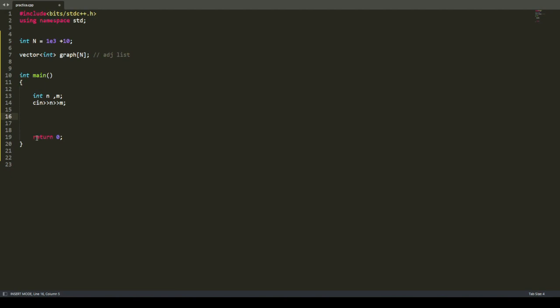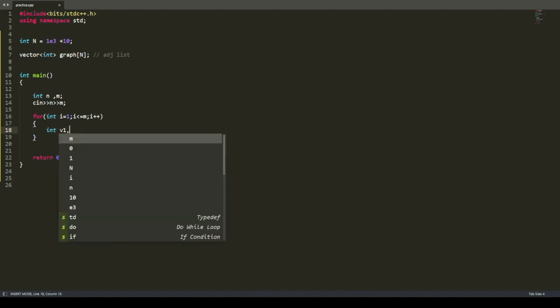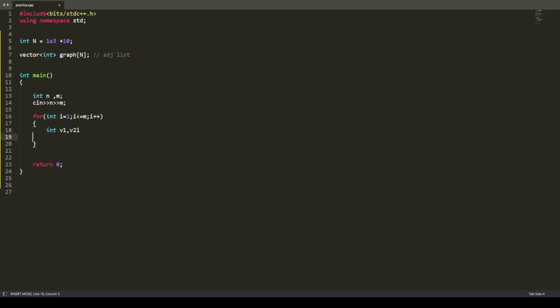For taking the m inputs, we run a loop for int i equal to 0, i less than m, i plus plus. Simple. Here we are considering zero based indexing, so let's consider one based. Now how to fill the adjacency list? First of all, we have to take input of the vertex nodes. So let's take input v1 and v2. These are two vertices.